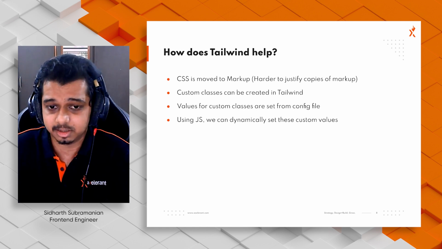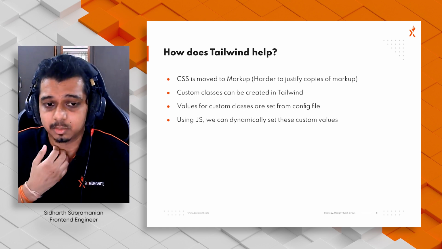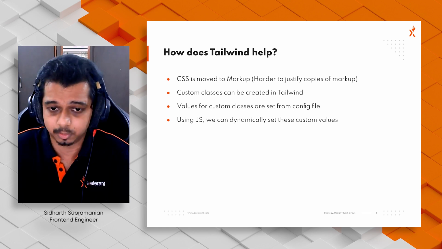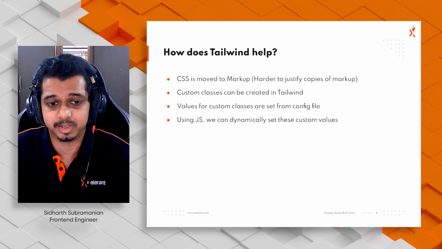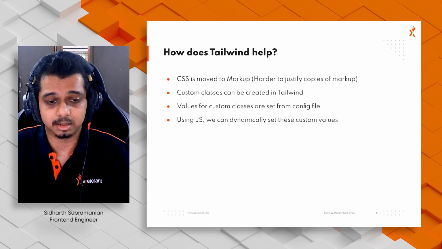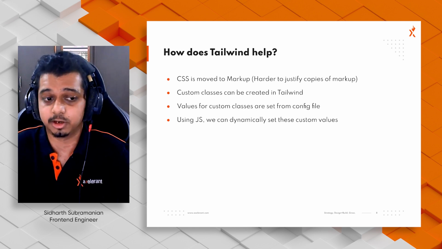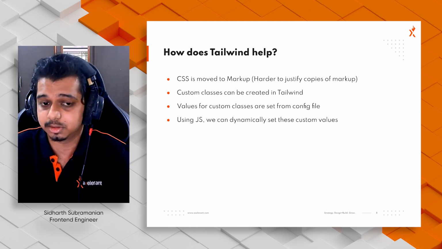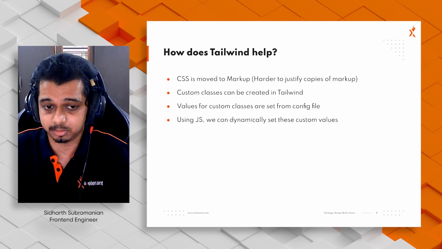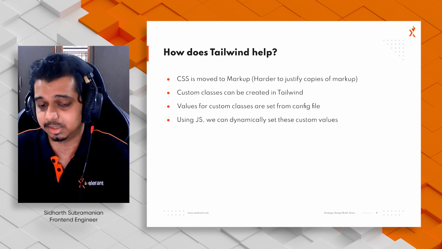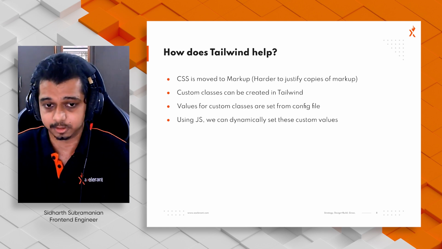Custom classes can be created in Tailwind, like I said. So we can create these values. We can set them to what we want. We can change them as and when the requirements change. So that makes it very easy for us. And the values set for custom classes come from a config file. I will show you in a second how this works. But that means that once you have set the classes in each component, you don't have to touch the component markup again to change the value, right? You can change this from a configuration file that's elsewhere.